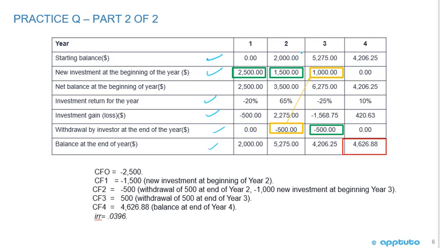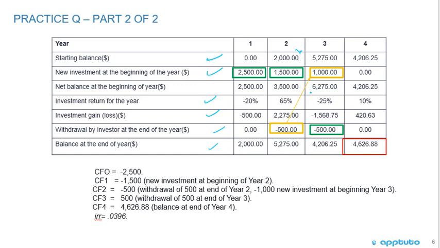And that becomes our balance at the beginning of year 2. We're going to add another investment, $1,500. So we have $3,500 as our balance, a big 65% return, an investment gain of $2,275. But we took a withdrawal out, so we have the balance at the end of the year. The balance at the end of the year becomes the beginning of year 3 balance, and another investment of $1,000. So we get to $6,275.